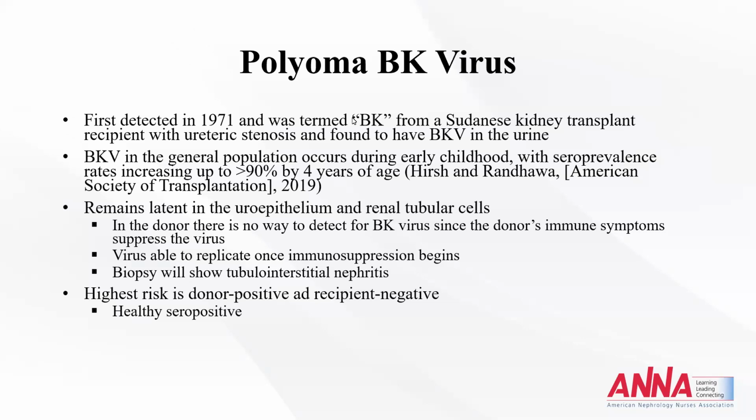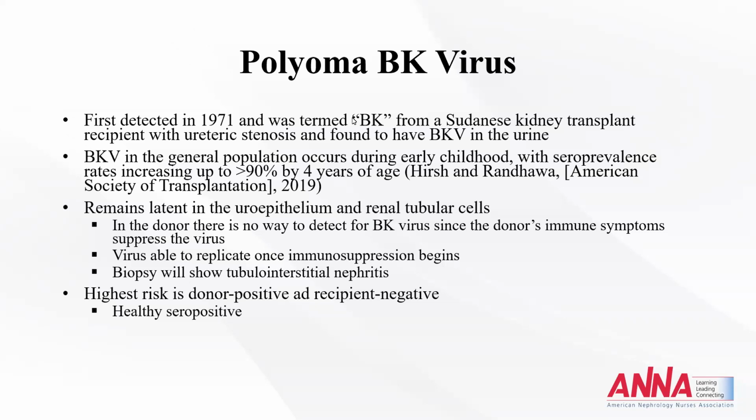So in the donor, there's no way really to detect BK virus since the donor's immune system is not suppressed. The donor has an active immune system keeping the virus at bay. So you don't know it's there because the viral load is very undetectable, if you will. You test for it in the donor, right? It's not positive, because their immune system's keeping it under control. It is able to replicate once the immune suppression begins. So you start giving a lot of immunosuppression right after transplant, and BK virus can become active.